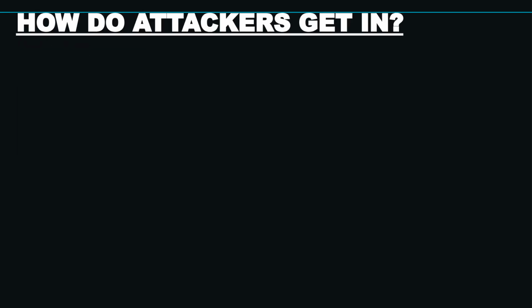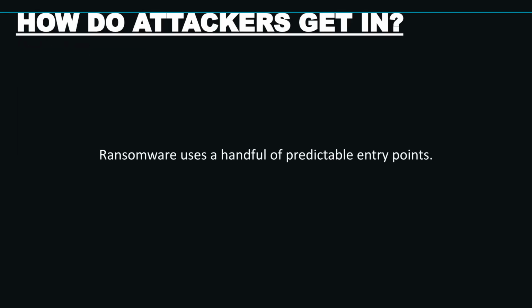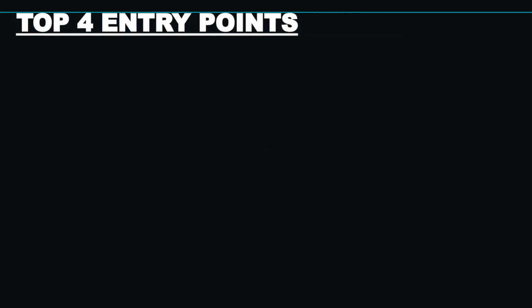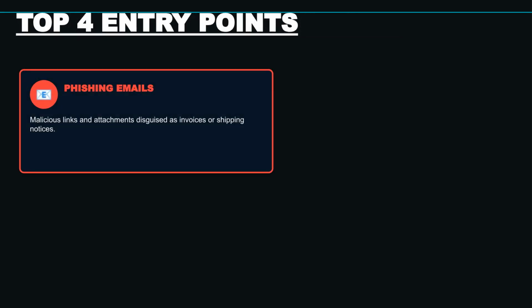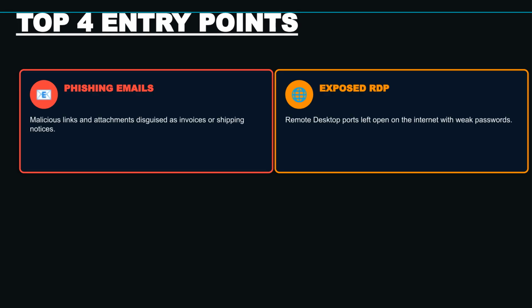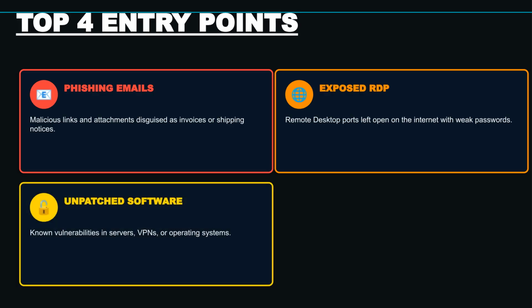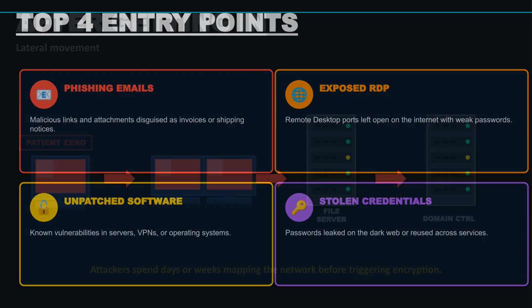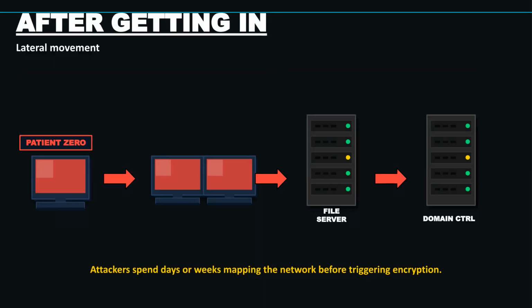So how do attackers actually get into a network? Ransomware uses a handful of predictable entry points. Closing these points can block the vast majority of attacks. The top 4 entry points are phishing emails, exposed remote desktop connections, unpatched software vulnerabilities, and stolen credentials. Once inside, attackers don't encrypt right away. They spend days or weeks moving quietly through the network, stealing data, mapping files, and finding backups for maximum damage.